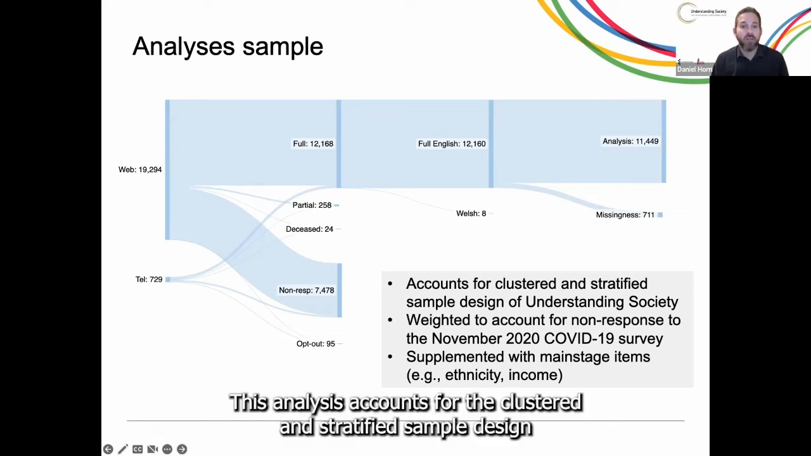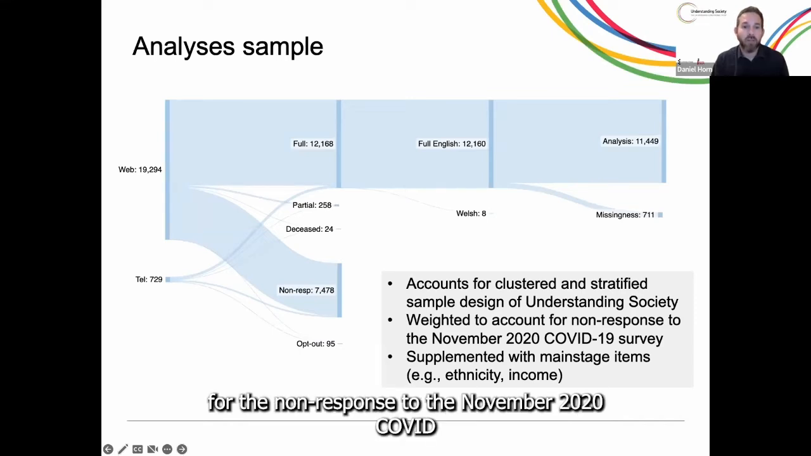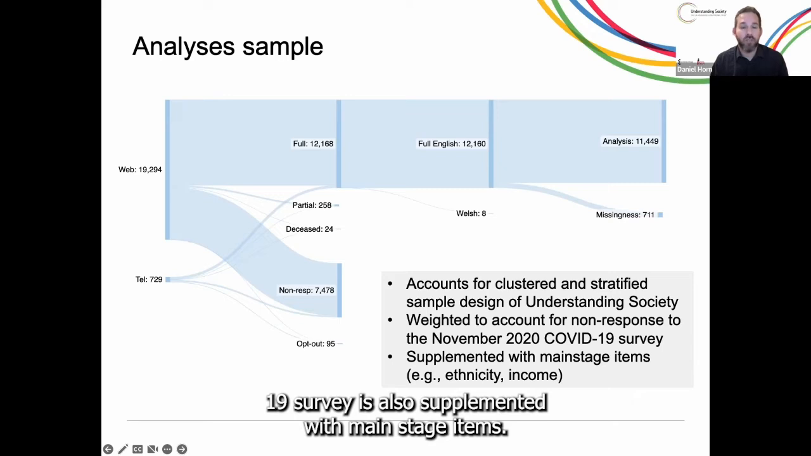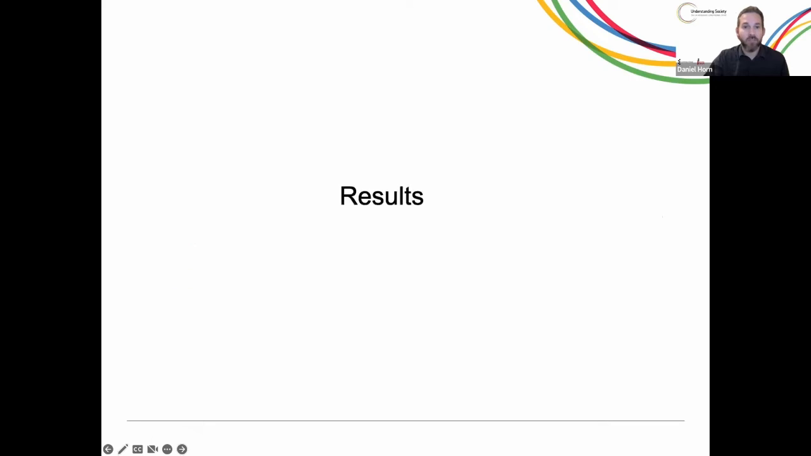This analysis accounts for the clustered and stratified sample design of the Understanding Society study and is weighted to account for the non-response to the November 2020 COVID-19 survey. It is also supplemented with main stage items, for instance, ethnicity and income in the main stage studies.